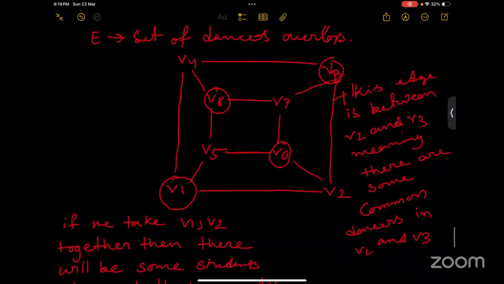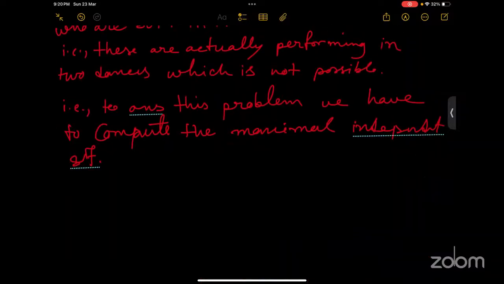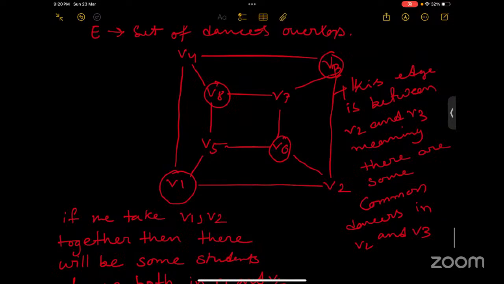But one student should not be in more than one group. Then how can V1 and V8 be taken? There is no direct edge between V1 and V8, right? That means there is no intersection between V1 and V8. If there is any direct edge, then only we can say there is a common intersection, right? There is overlap, that means there will be a direct edge. But from V1 to V8, there is no direct edge, right? That means there is no overlap.